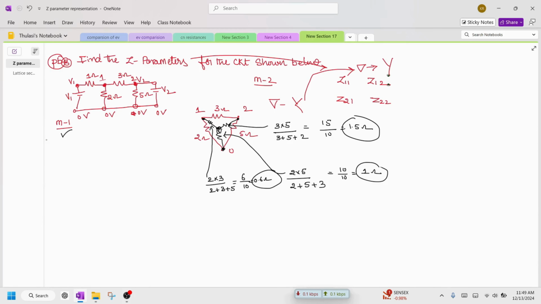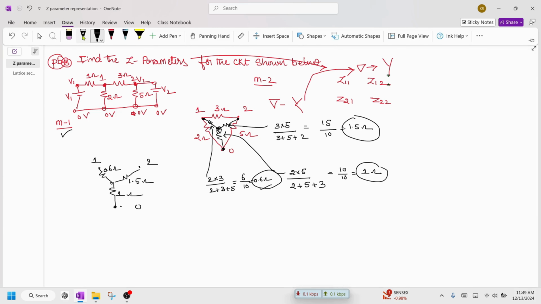Now I am using this method 1 of solving. So therefore between 1, 2 and 0, the network is modified as shown here. This is the black color one, this is another branch, and this is another branch. So what is the value of this resistor, which is 0.6 ohms. What is this branch value? 1.5 ohm. What is this bottom value, which is 1 ohm? Okay, so that's how we have obtained it, but basically this is linked with the remaining network.